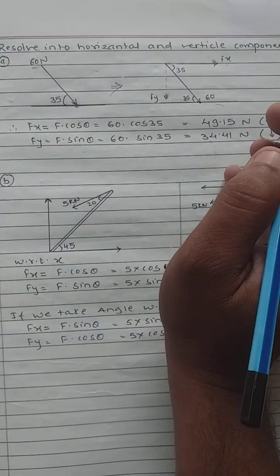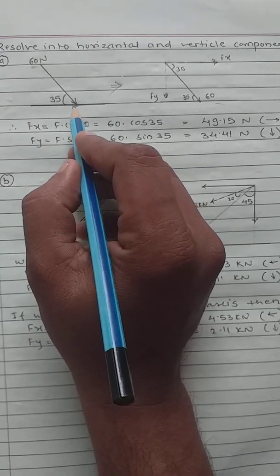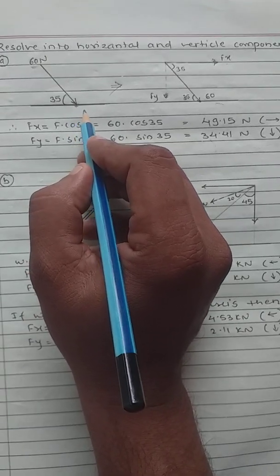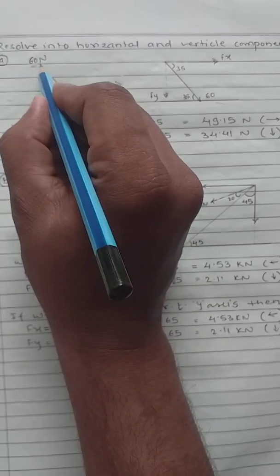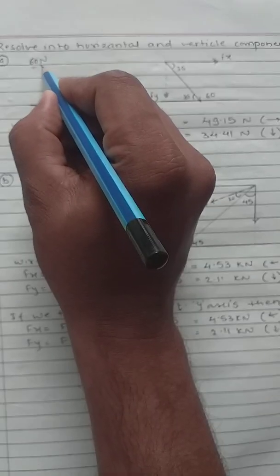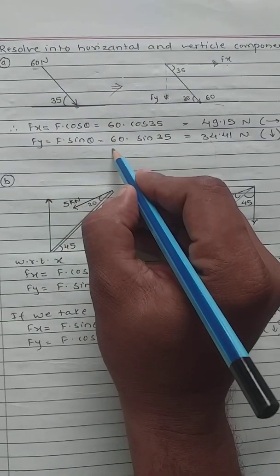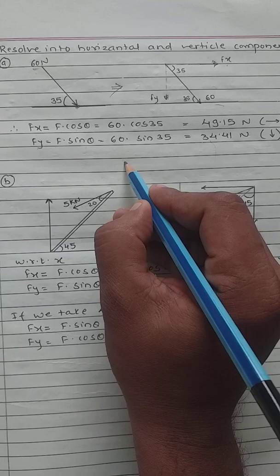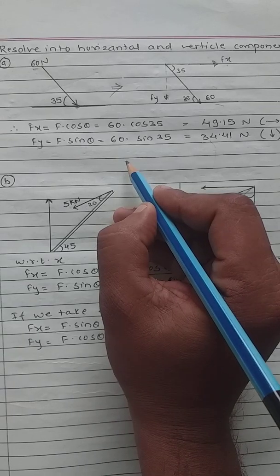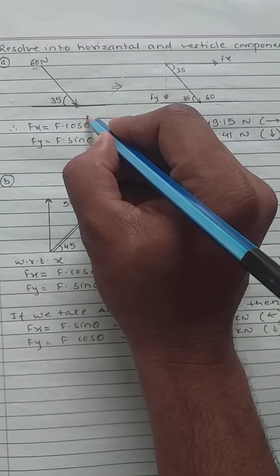Now according to the principle of transmissibility of the force, if the force is replaced along its line of action, the external effect would remain unchanged. Means we can consider this force is traveling like this.